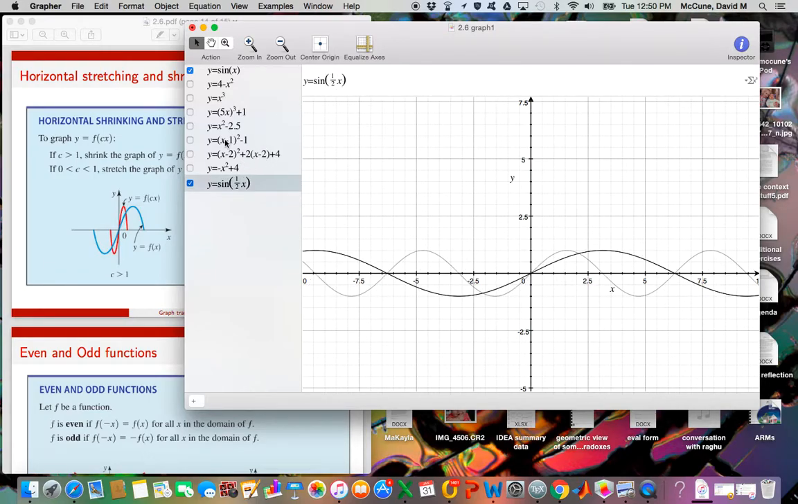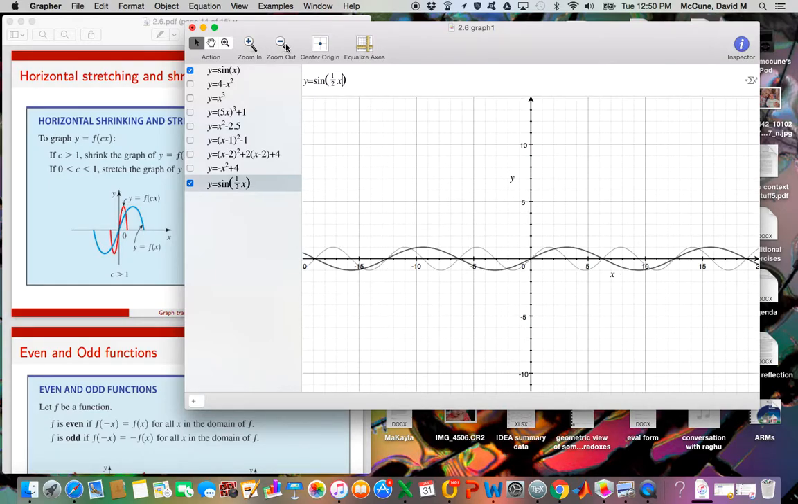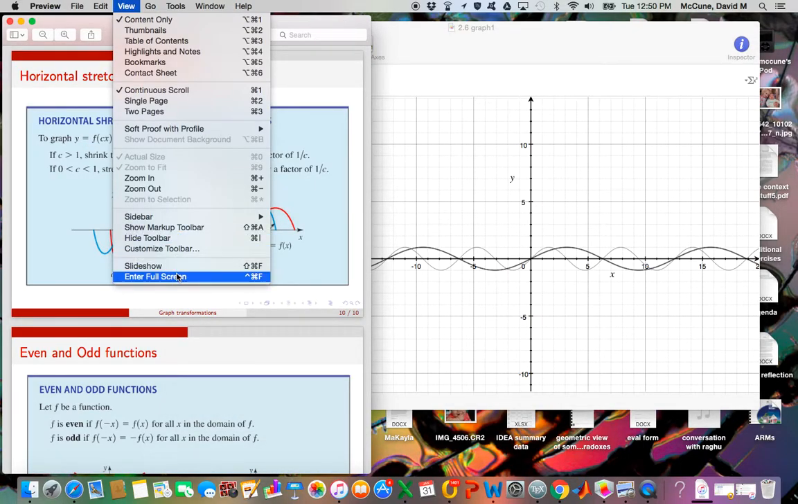notice what happens? I sort of pull it. I stretch it horizontally. I pull the waves out. Let's just zoom out a little bit. So it's the same kind of wave, but it's much longer. It's been drawn out. So that's what this slide is saying.